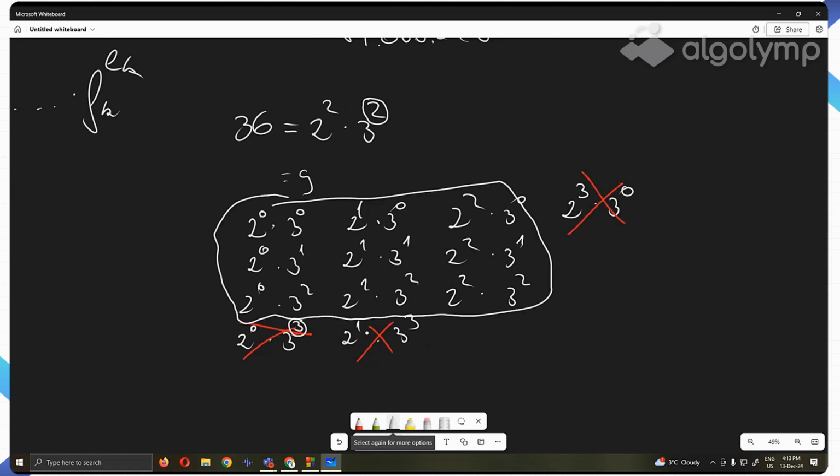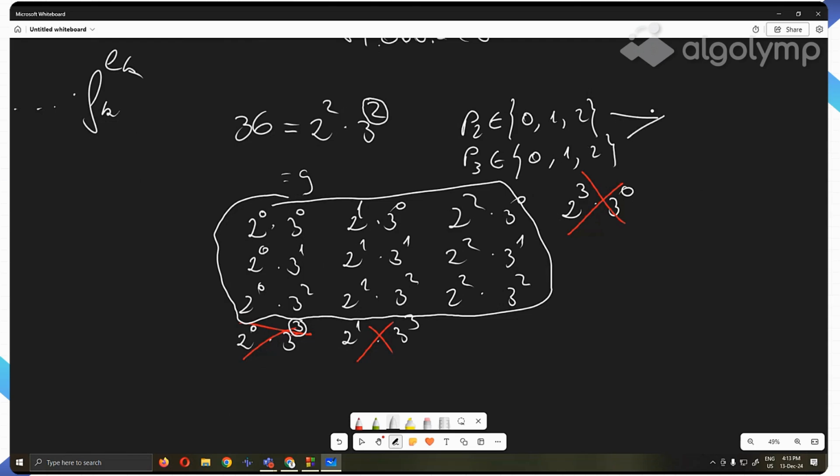How many divisors do I have? 9. 9 divisors. The power of 2 can take the values 0, 1, 2, and the power of 3 can take the values 0, 1, 2. In how many ways can I combine them? For example, I can have 0 with 0, 0 with 1, 0 with 2, 1 with 0, 1 with 1, 1 with 2, 2 with 0, 2 with 1, 2 with 2. In how many ways can I combine them?